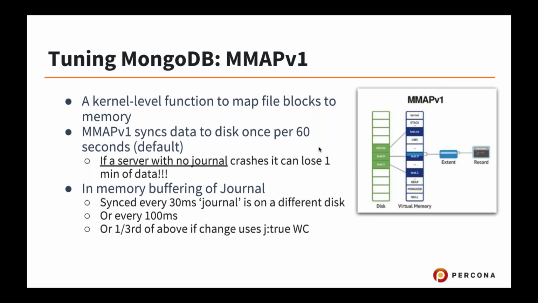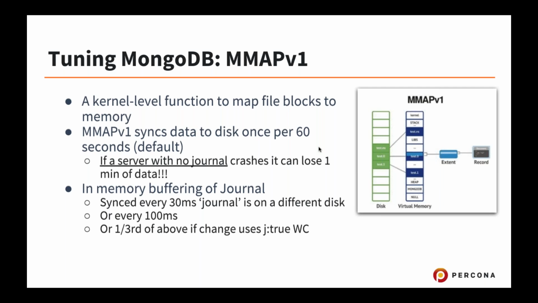If you didn't use a journal, and this is common with really all engines, you can lose a lot of data. In this case with MMAP, it syncs to disk every 60 seconds by default. So if you had no journal, MMAP will have at maximum a minute of data loss. But of course, enabling the journal protects that, and if it crashed, it's able to replay what's going on. So it's journaling, which you should always have enabled, because I just mentioned you could lose a minute of data if you don't have it enabled. Is synced to disk every 30 milliseconds.